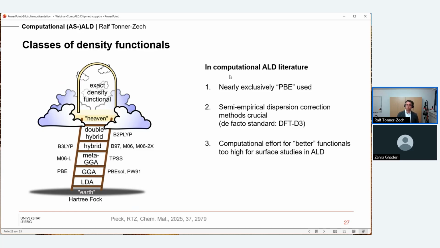In the ALD literature, people nearly exclusively use the so-called PBE functional. It's a GGA type functional. It's a rather old functional, but it turns out that for surface chemistry, it's actually quite good.